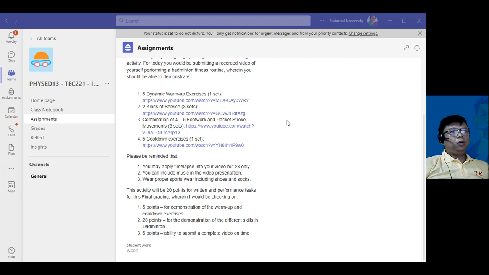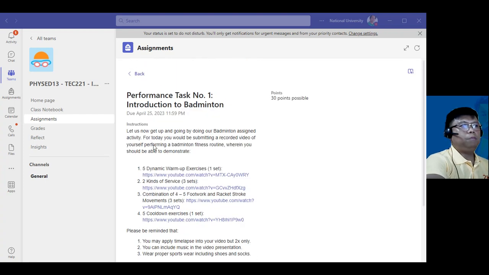So with that, my dear students, that is going to be your first assigned task, and I am expecting everyone to be able to submit this task by April 25, up until 11:59 in the evening. That is going to be our first lesson for this session, and it was focused on badminton.